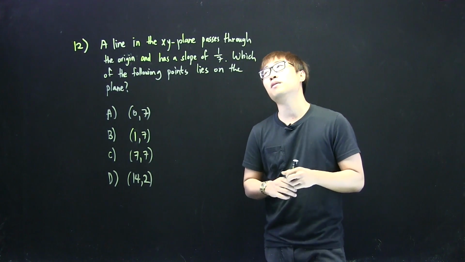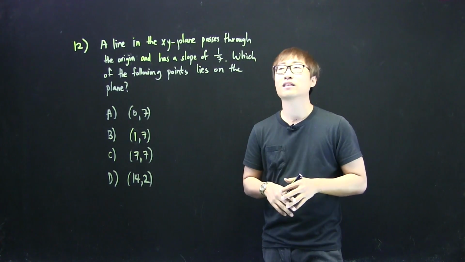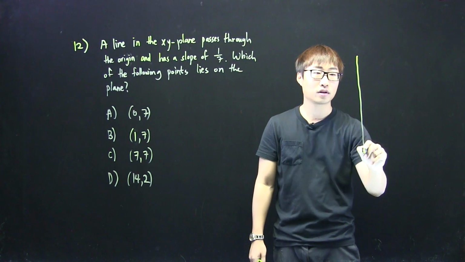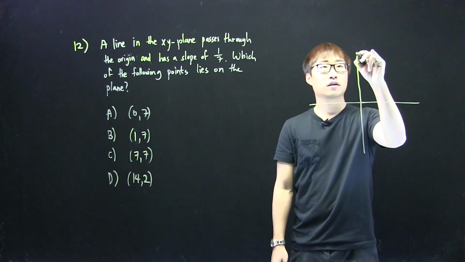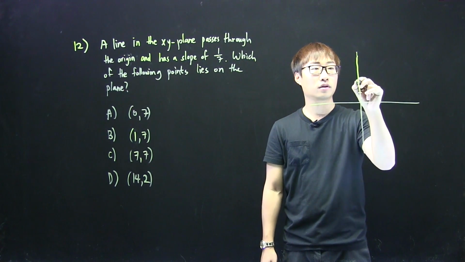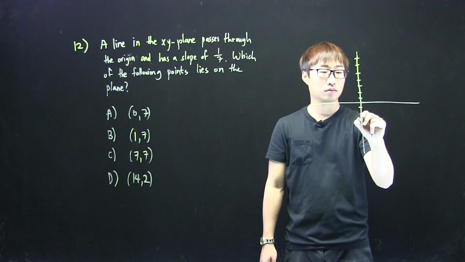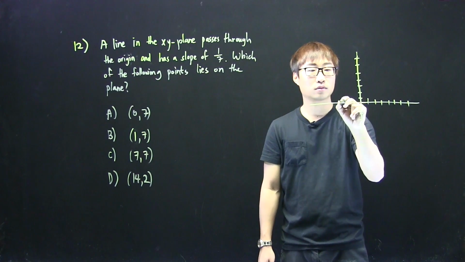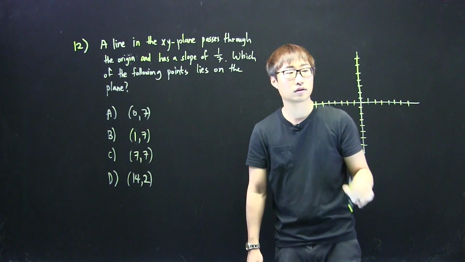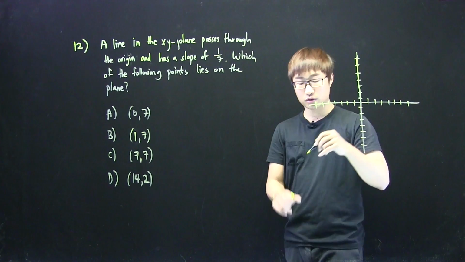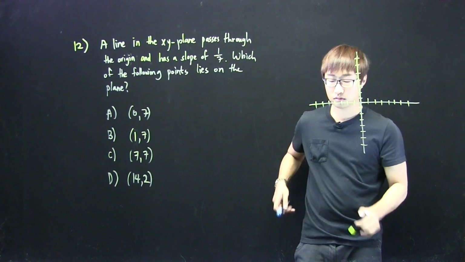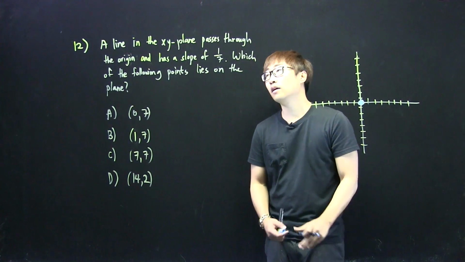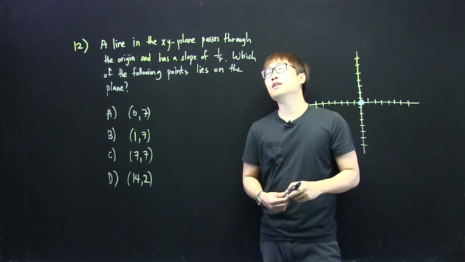So let's take a look at this problem and try to guesstimate the line here. So the line passes through the origin. So let's just draw the graphing coordinate, something like this, and then 1, 2, 3, 4, 5, 6, 7 along each axis. All right, so they say it passes through the origin. Let me use a different color marker. So it has to go through that point, and then it's got a slope of 1/7.